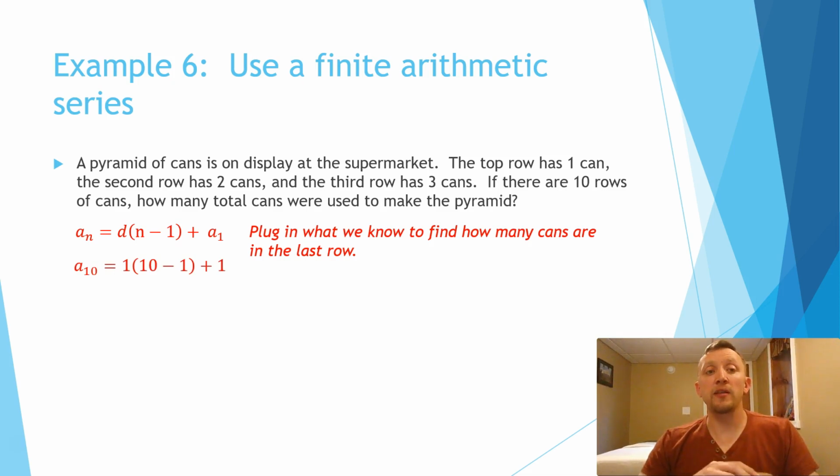And now if I simplify this, I can figure out how many cans there would be in that 10th row. So 10 minus 1 would be 9. 1 times 9 is 9. 9 plus 1 would be 10. So in the 10th row, there's 10 cans.